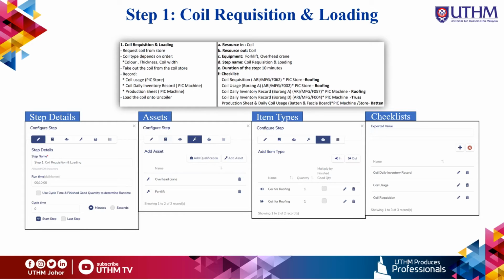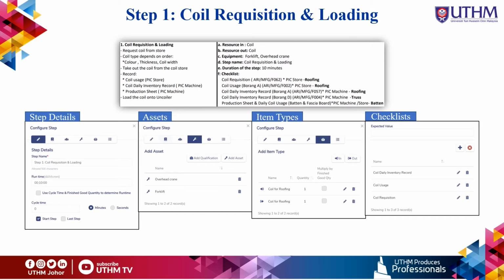The duration of the step is 10 minutes. For the checklist we use coil requisition for roofing, coil usage for roofing, coil daily inventory record for roofing, coil daily inventory record for truss, and also production sheet and daily coil usage for batten.